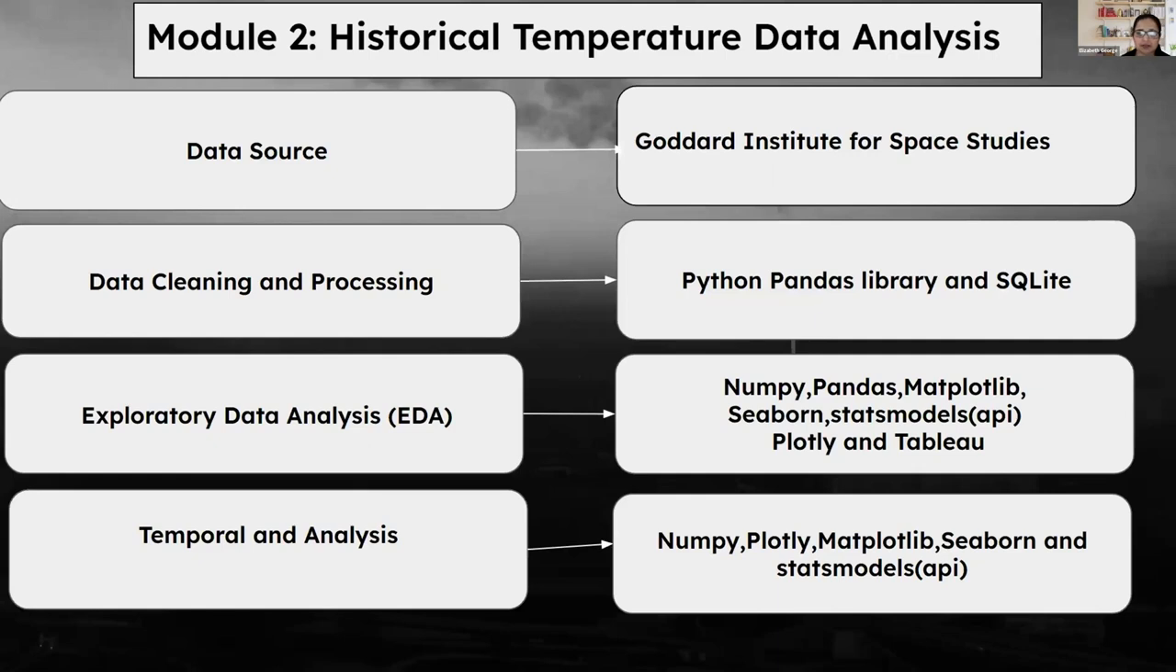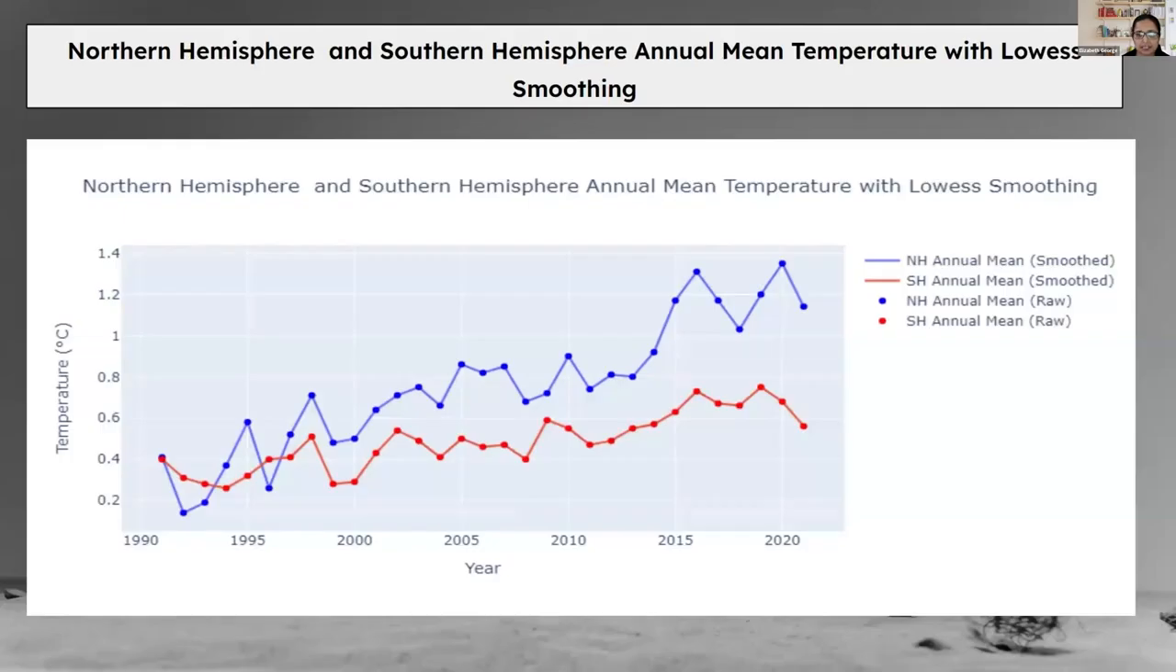The data has been taken from the Goddard Institute for Space Studies website, and I used the read CSV function to read the data from the CSV files and generate the data frames. And statsmodels is the key library I utilized in this module. Building on that point, let's explore the graph.